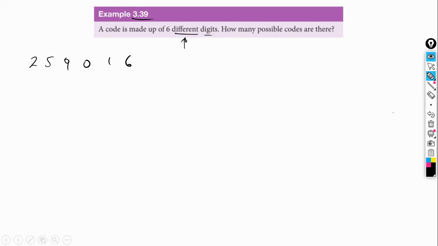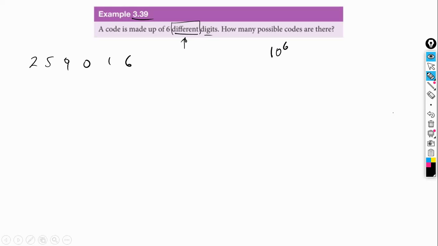So notice that they say different digits. That's also important. This is also something that we have to take into account to consider if a situation requires a permutation or not, because if they had said just 6 digits, then the solution would simply be 10 to the 6, right? 10 times 10 times 10, 6 times, because we could repeat numbers and so forth. But the digits must be different. Therefore, this is a typical case of a permutation.